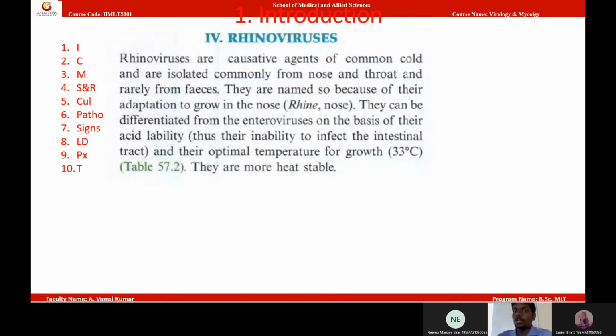Optimal pH is around 3 to 5. Optimal pH 3 to 5.